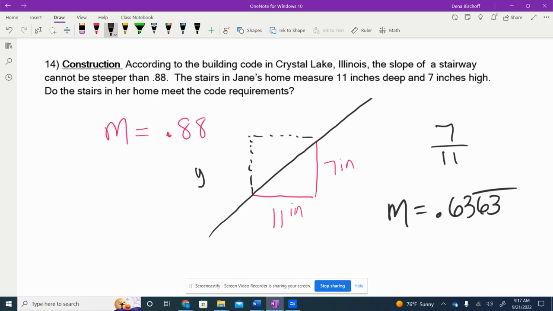Okay. So is it meeting that requirement? Meaning, is it less than the 0.88? Yes. If it was steeper than that, it would be greater than the 0.88. So like this is what a 0.88 would look like. Something steeper than that would look like this. Okay. So her steps are fine. Yes. Her slope equals 0.63 repeating.